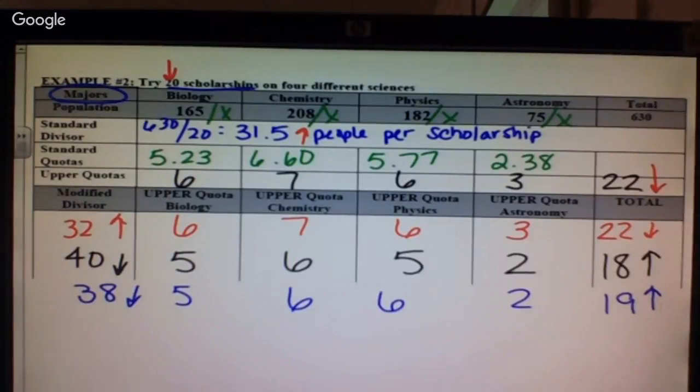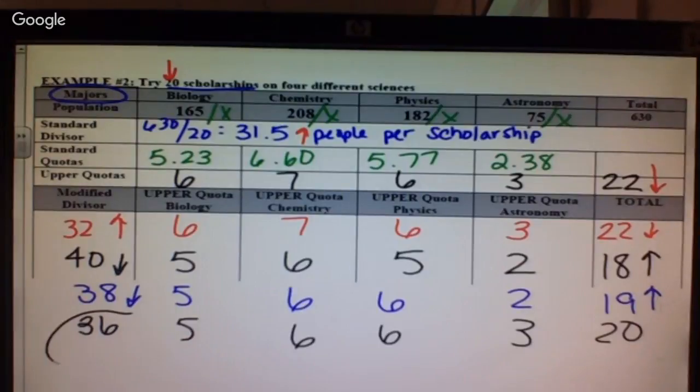36. You got it with 36? My bad, Ruby. What did you end up with for your number, Drew? Ruby said 36. 5, 6, 6, and 3. And that gives me 20. So 36 works. I had 35 on my paper, so 35 also works.